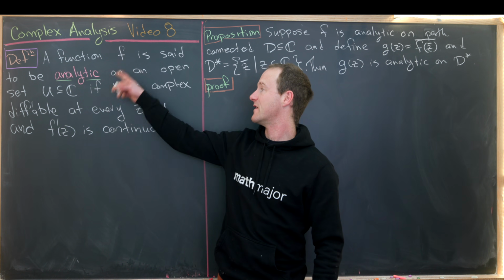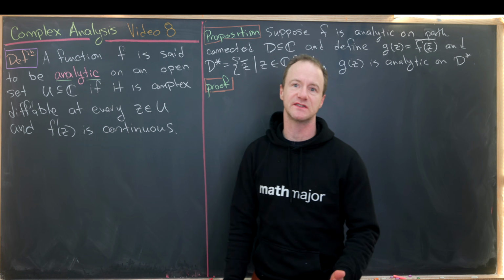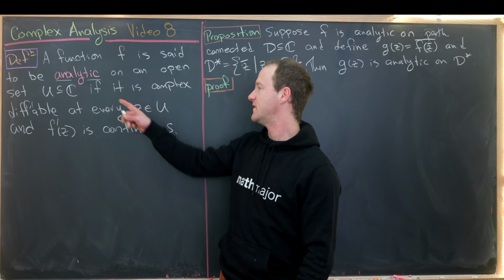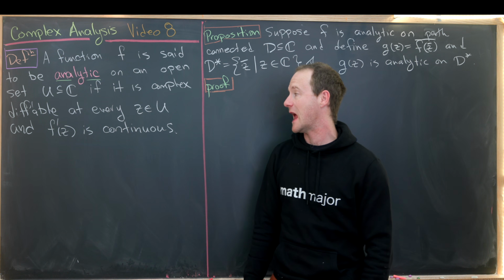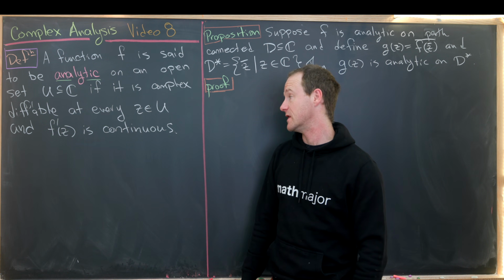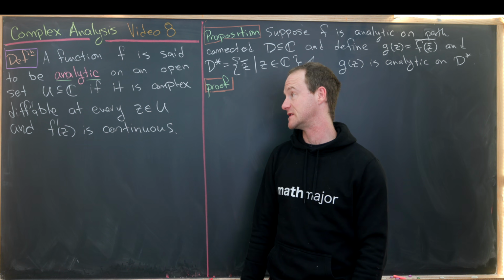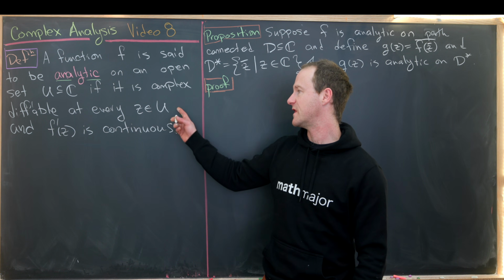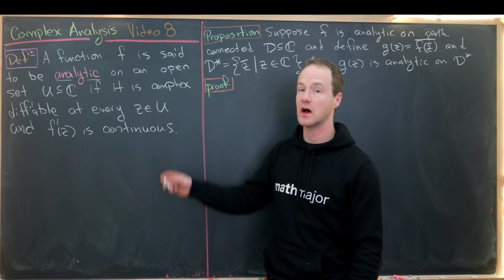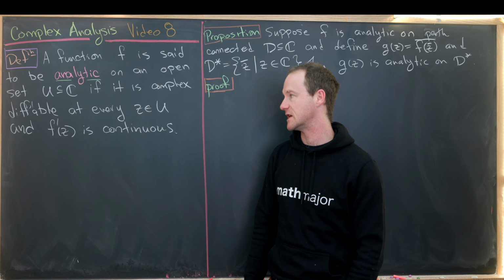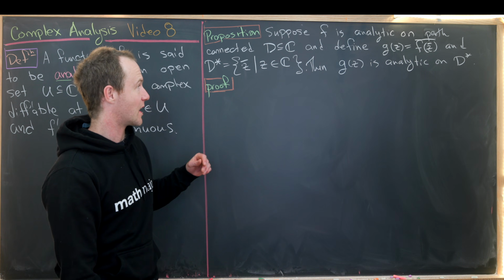So let's start with the definition. A function f is said to be analytic on an open set U, which is a subset of the complex numbers, if it is complex differentiable at every z in U and the derivative is continuous. So this is essentially just complex differentiability with this added restriction of the derivative being continuous, which actually comes for free in this case. And we'll see exactly why that is in a bit. But before we do that, I'd like to prove a proposition.